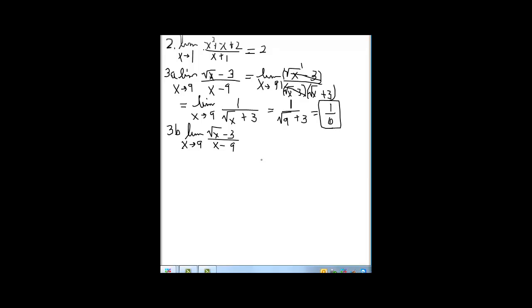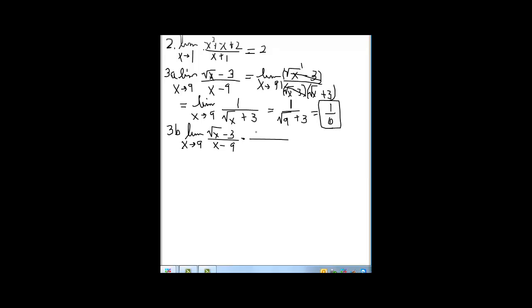If you don't quickly see that you can factor the denominator into a sum and difference of like terms, what you might want to notice first of all is, go ahead and try direct substitution. You get 0 over 0. At this point right here, you could use the strategy of multiplying by the conjugate.